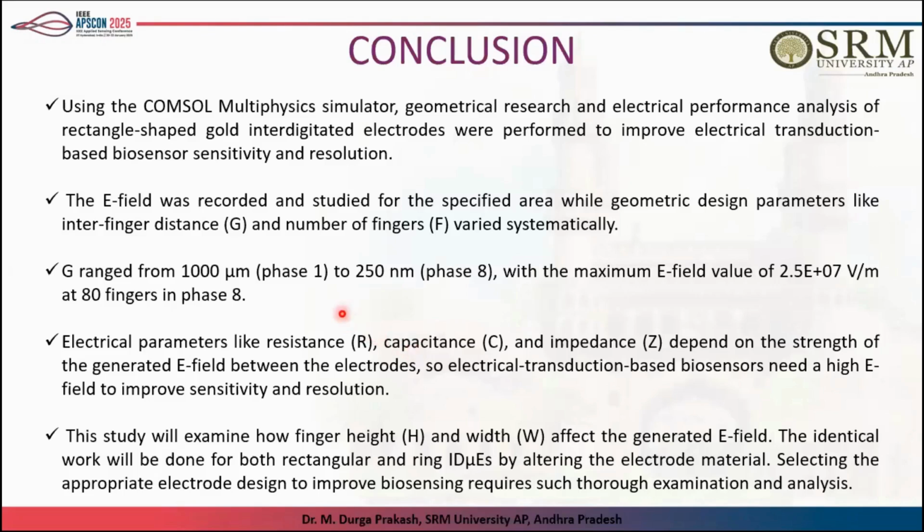So the conclusion of this work is that we did the performance analysis of everything in COMSOL, and particularly we understood the electric field, how the different parameters, interfringe distance and the number of fringes, vary with the device, and we studied that. And also the G range is from 1000 micrometers to 250 nanometers, that is phase 1 to phase 8, with the maximum electric field we saw being 2.57 volts per meter at 80 fringes in phase 8.